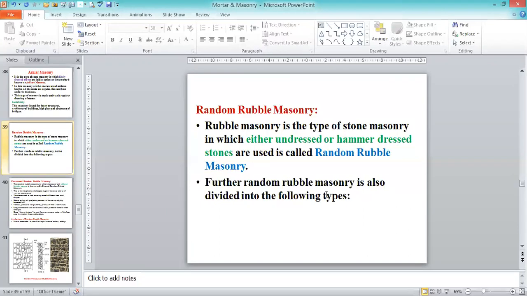The remaining portion, as it is, we take directly from the quarry and then use in the construction. That's why it is random rubble masonry. Only some of the stones are dressed with the hammer, not neatly dressed. Hammer dressed is not going to be proper. According to the requirement, we call it random rubble masonry.